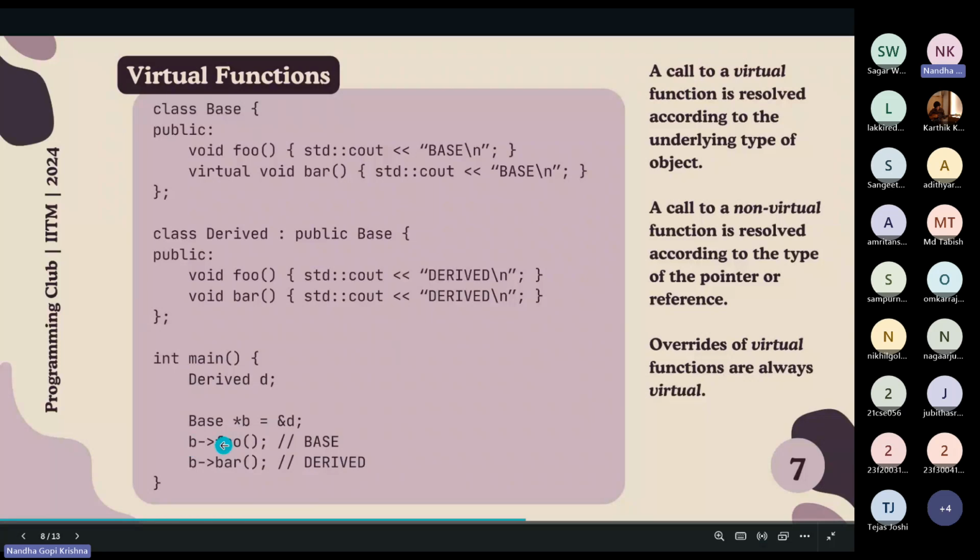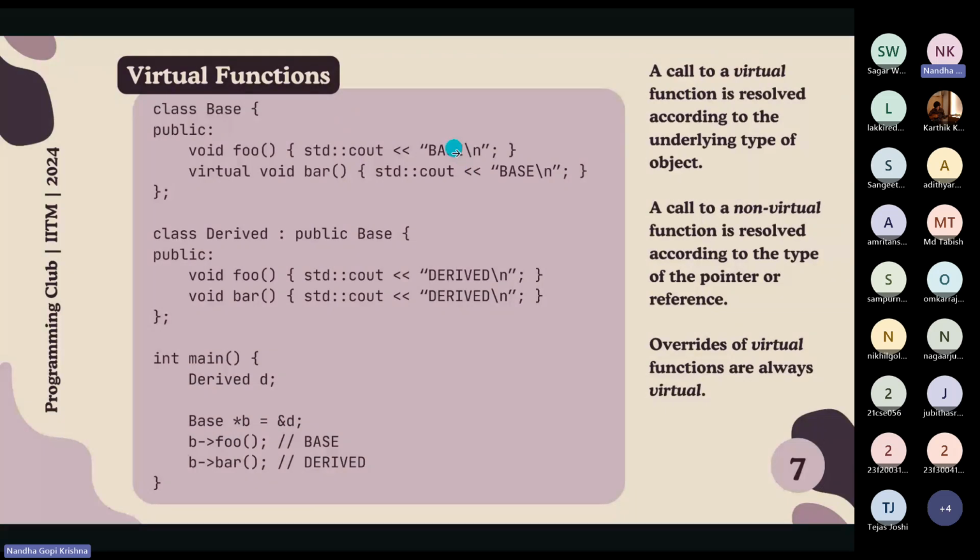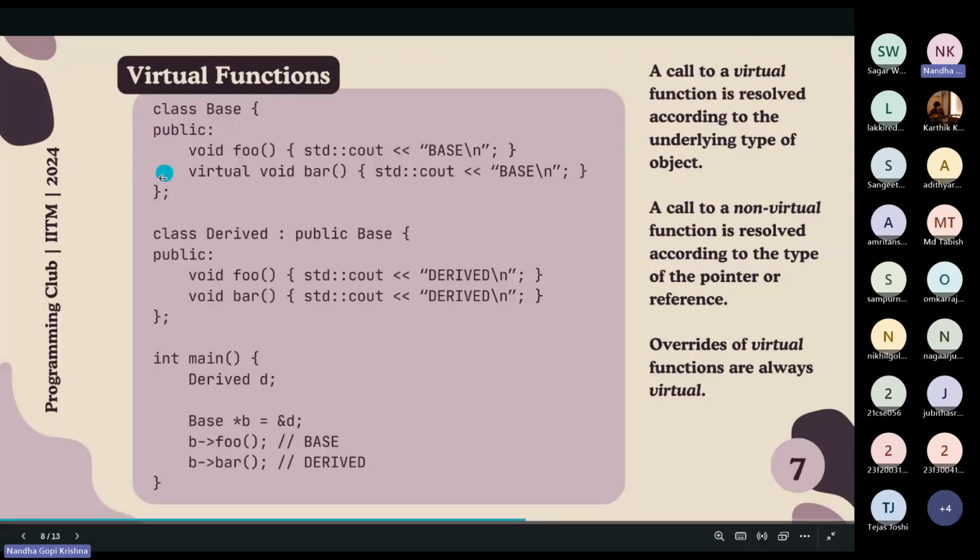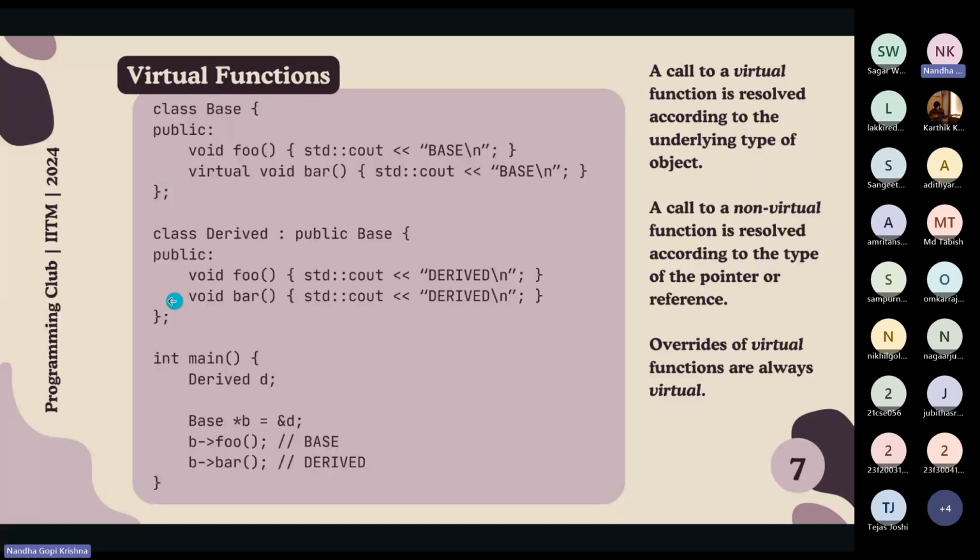When we call the foo function of this pointer to this derived class, we actually get base and not derived, since it refers to the implementation found in the base class. However, if we call bar, since it is a virtual function, it calls the implementation in derived and not in base.